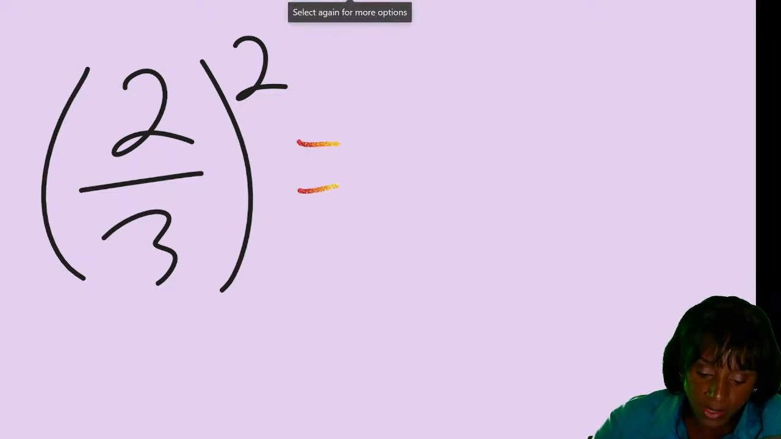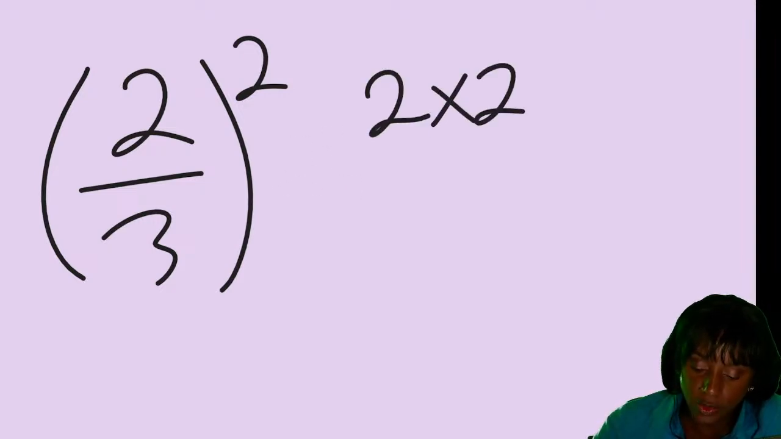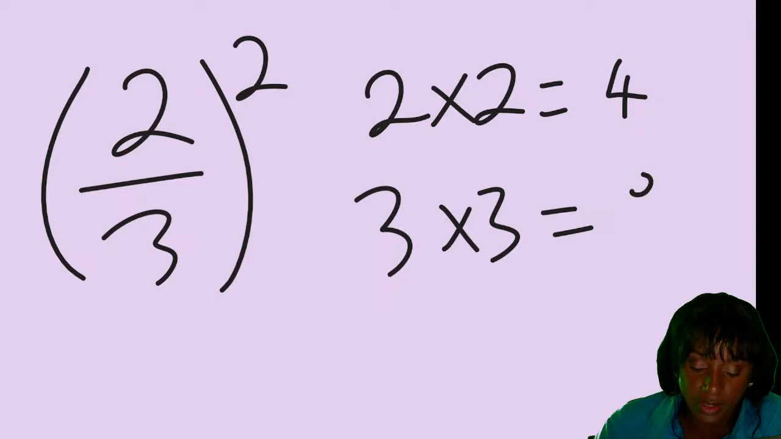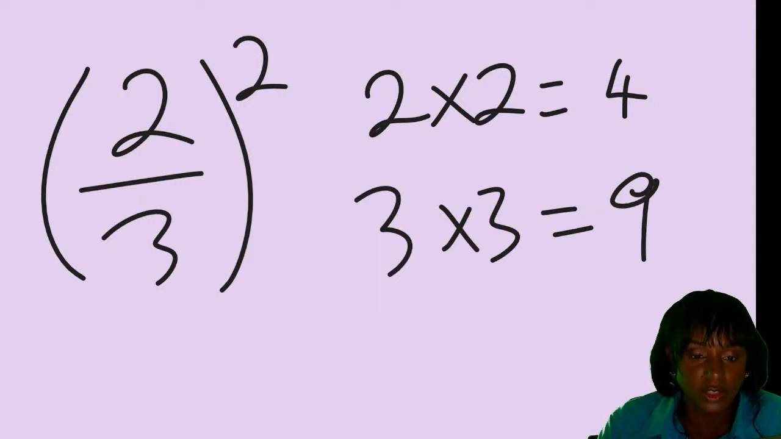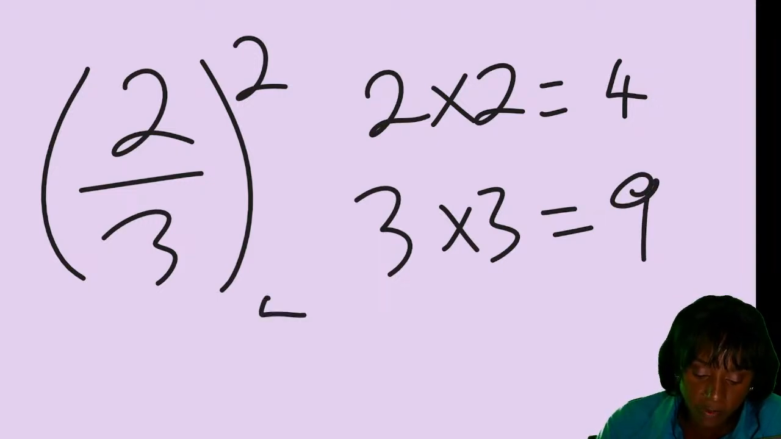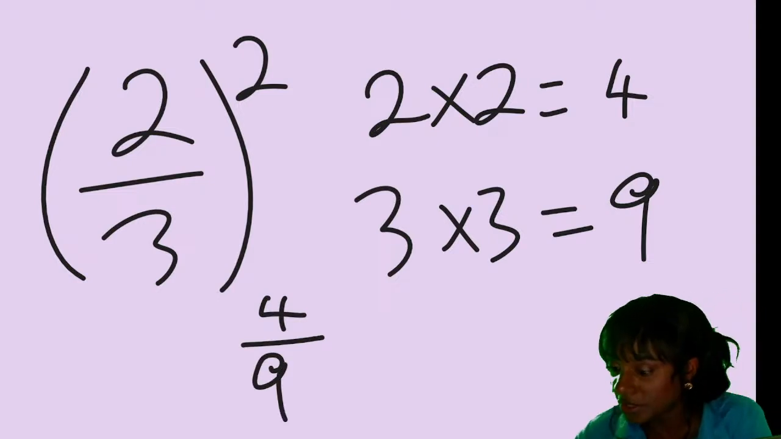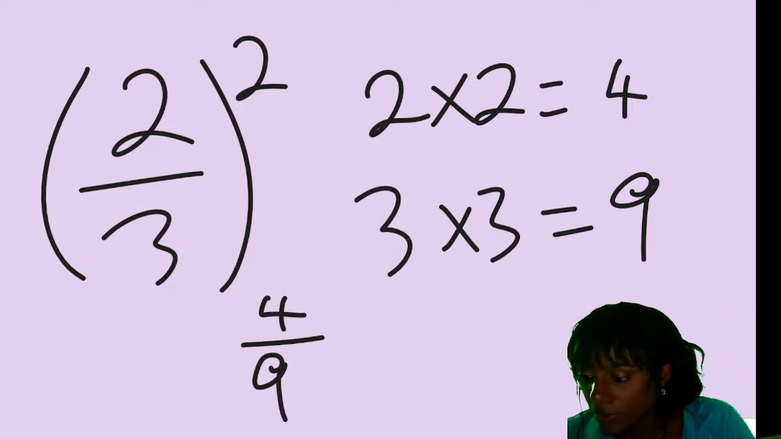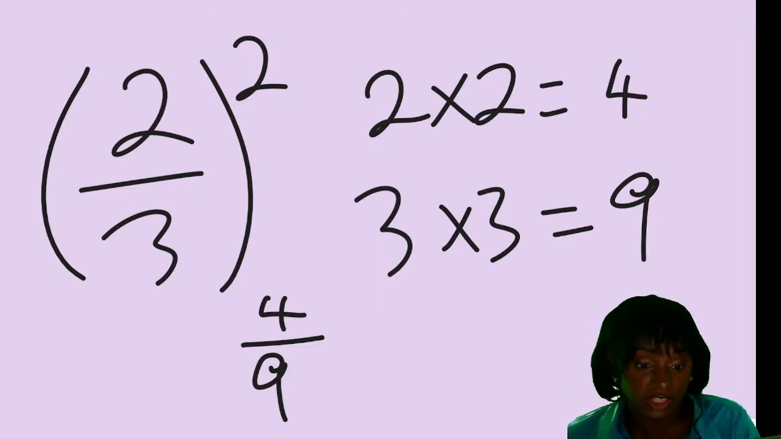As I said, you have to raise each number in here to the power of 2. So 2 to the power of 2 means that we are going to multiply 2 by itself. That will be 2 times 2, which is equal to 4. And 3 to the power of 2 would mean 3 times 3, which is equal to 9. Therefore, 2/3 raised to the power of 2 would be 4/9.